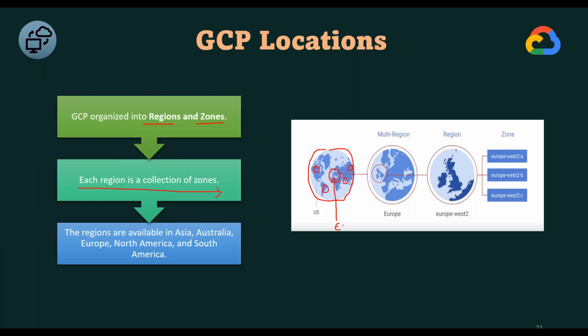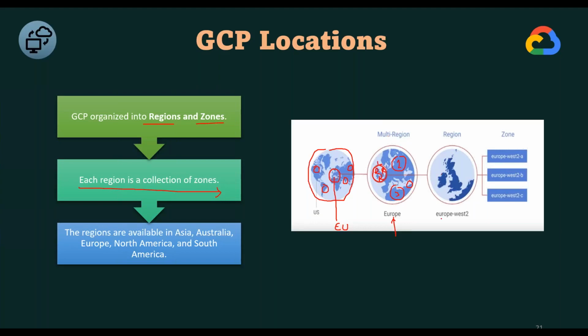Assume that this is Europe. If I take Europe, Europe will have multiple regions: region 1, region 2, region 3, region 4. Let me take one of the regions. Sorry, this is actually wrong. This is only one region. Europe will have one more region here, one more region here, one more region. Europe will have plenty of regions. That's the reason it is a multi-region. Europe is a location. In the Europe location you will have multiple regions, region 1, region 2, region 3, region 4. That's the reason it is called multi-regions.